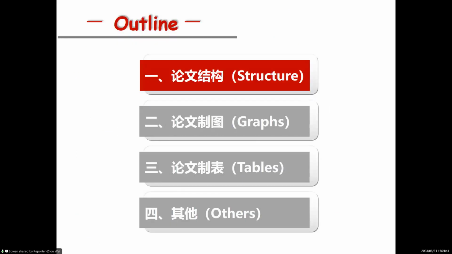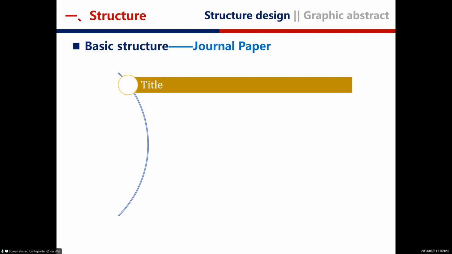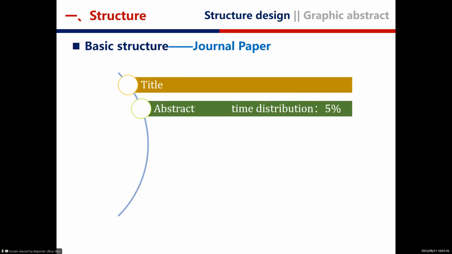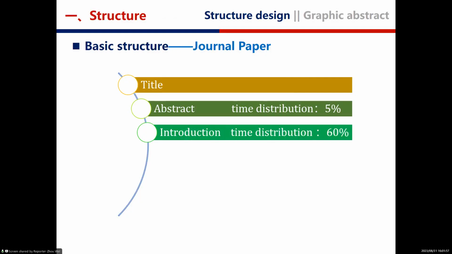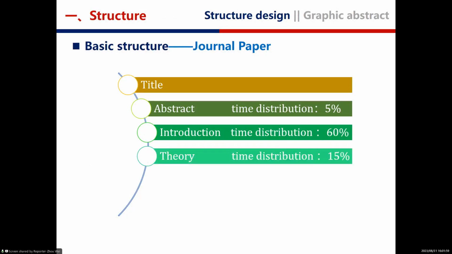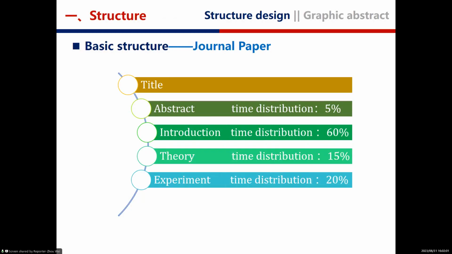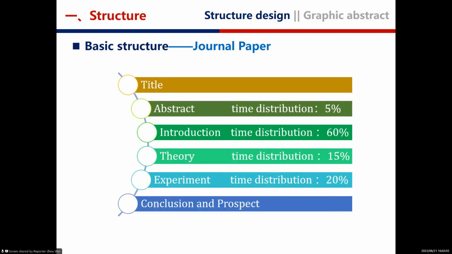My presentation on scientific paper writing will be given in 4 parts. The first part is about the paper structure. A journal paper has 6 sections: the title, the abstract, the introduction, a theoretical foundation, experimental analysis, and a conclusion.